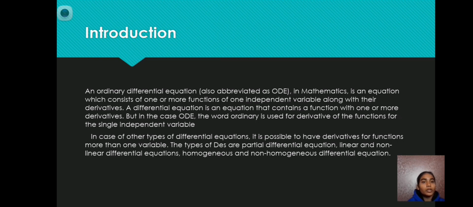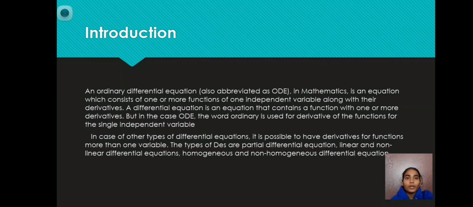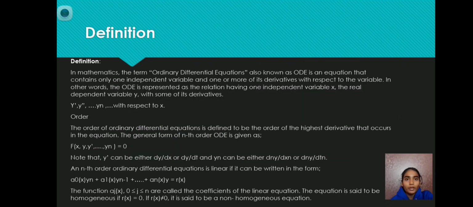But in the case of an ordinary differential equation, the word ordinary is used for derivatives of functions of a single independent variable. In other types of differential equations, it is possible to have derivatives for functions of more than one variable. The types of differential equations are partial differential equations, linear and non-linear differential equations, and homogeneous and non-homogeneous differential equations. Let us move to the definition part.